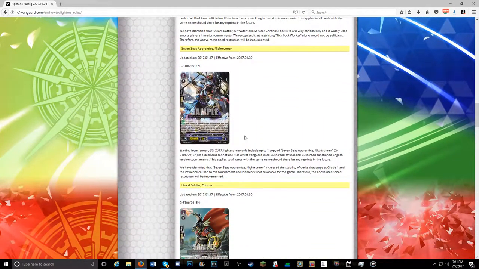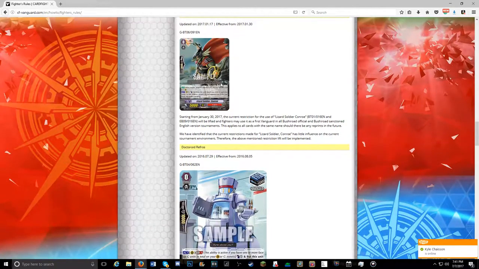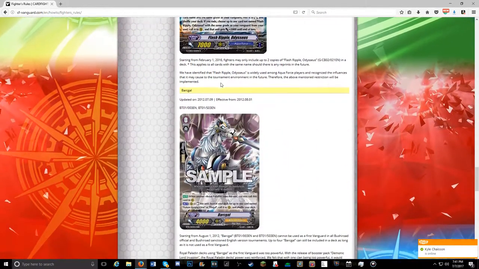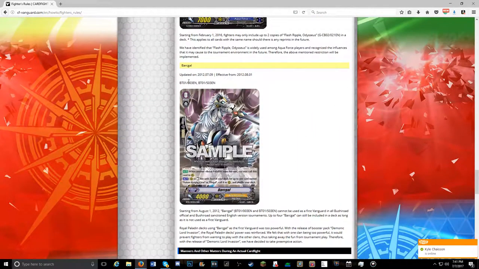Nope, all these are still, so if you're curious what's restricted and what's not, Conroe got an update to being your starter again. I'm waiting for Barkle to become a starter again, because that'd be awesome. Barkle is the starter we need.